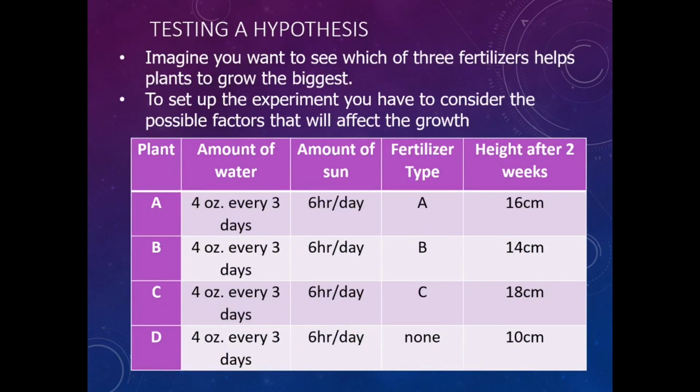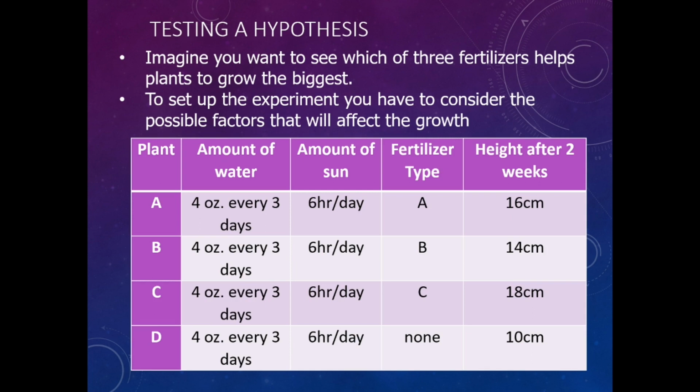Speaking of which, we're actually going to take a look at that specific scenario and do this hypothetical experiment. Imagine that you want to see which of three fertilizers helps a plant grow the biggest. Let's say you went to the hardware store and got three different fertilizers, three different brands, and you want to see which one helps the plant grow the biggest. To set up the experiment, you have to consider the possible factors that will affect plant growth. Just thinking about what plants need in order to survive: they need water, they also need sunlight, and they need to be in some type of dirt conditions. Everything else really needs to be the same.